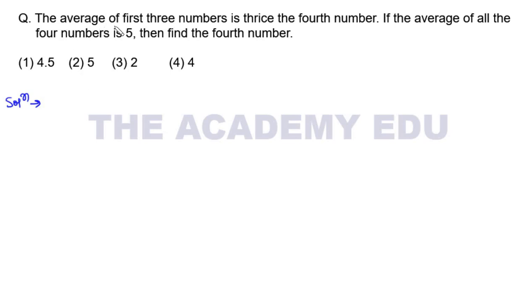Okay? Now the question is saying the average of the first 3 numbers. So the first 3 numbers are the first number, second number and third number, right? So the average of the first 3 numbers is thrice the fourth number. This is the fourth number. Okay? So if the fourth number is 1, the average of the first 3 numbers is thrice, 3.